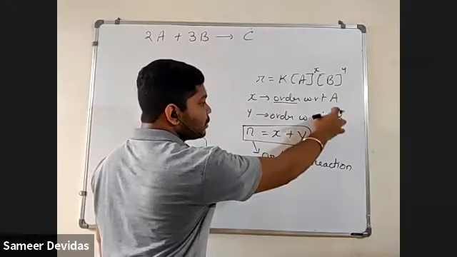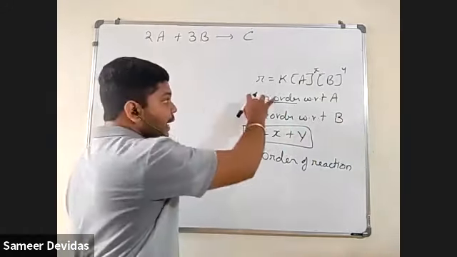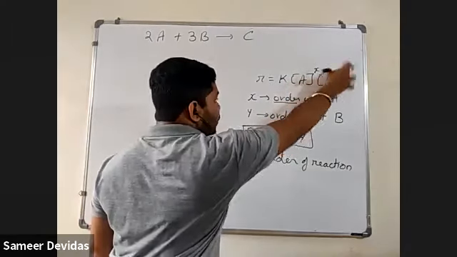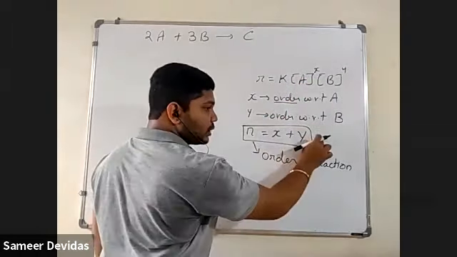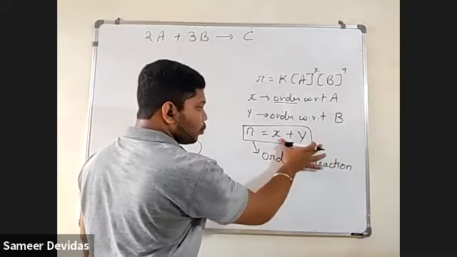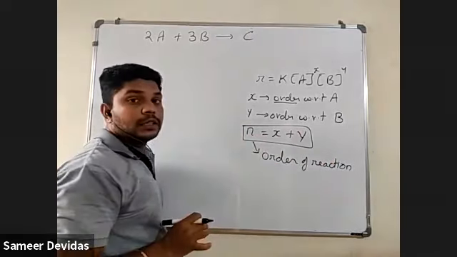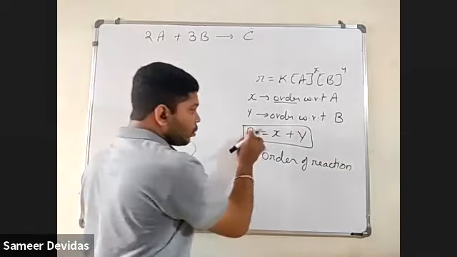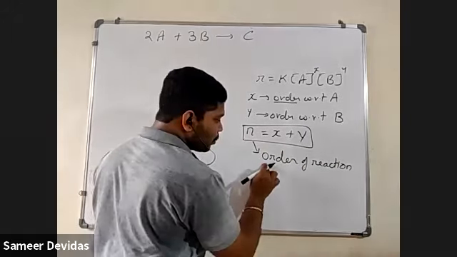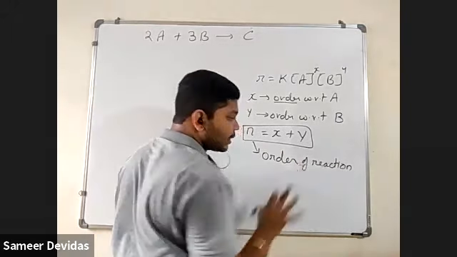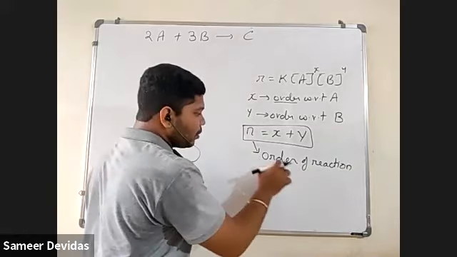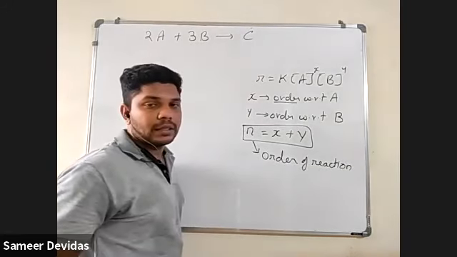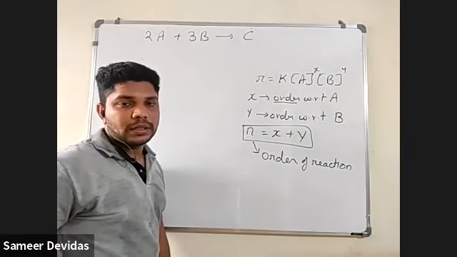Y is the order with respect to B. But when you add both the stoichiometries on top, X plus Y, suppose C, then the total is called small n. The entire equation's small n is called the order of a reaction. So this n is the order of a reaction. Is this clear, students?